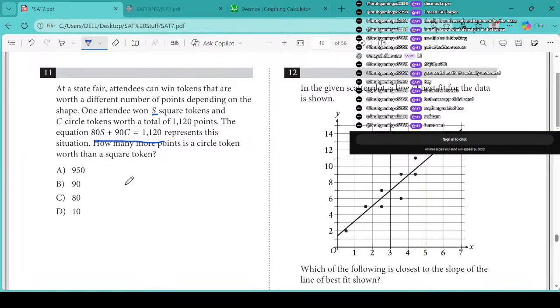As you can see here, because C is multiplied by 90, one circle token is 90. And a square token is 80 because it's multiplied by 80. Which means if you subtract, the answer is 10. They're asking how many more points, not how many points, a circle is worth than a square token. Basically, you just subtract to get the difference, so it's 10.